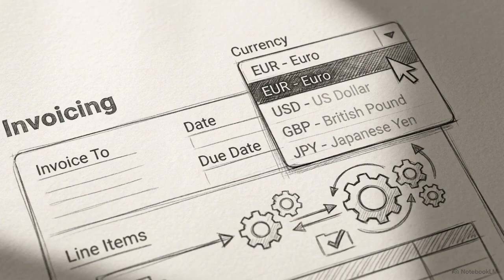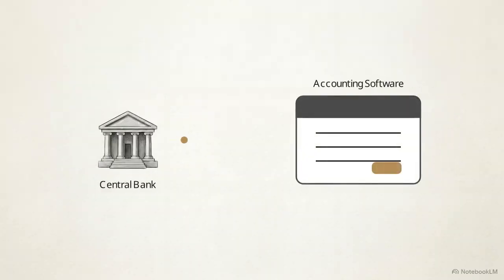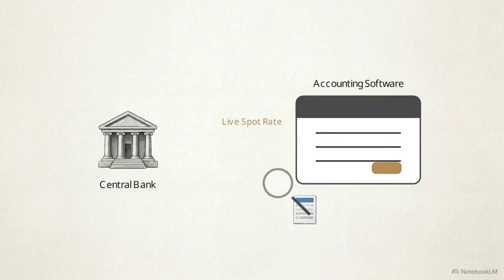To begin the workflow, generate an invoice and select your customer. Change the currency dropdown to their local format, such as euros. Do not look up the daily exchange rate yourself and type it in manually. Instead, let the software pull its own live exchange rate feeds. This ensures your math is accurate and creates an audit trail tied to a recognized central rate.